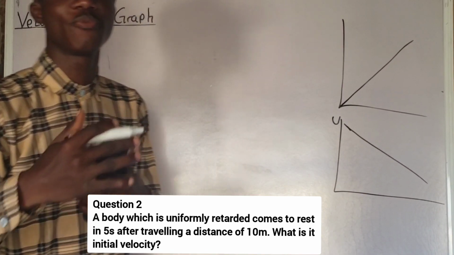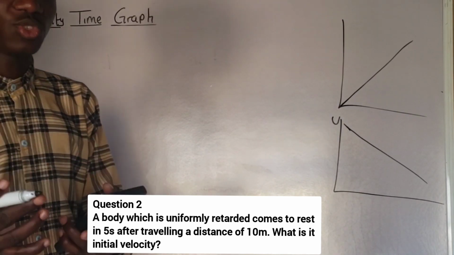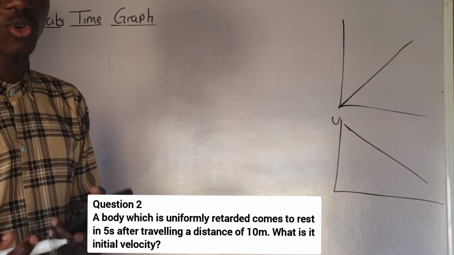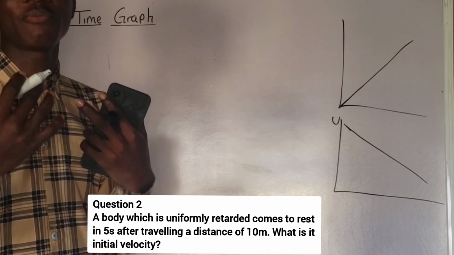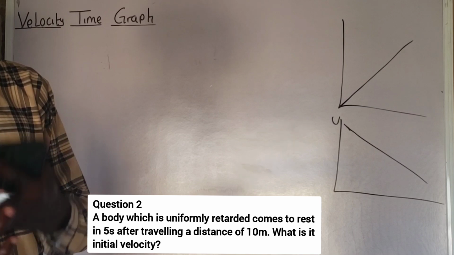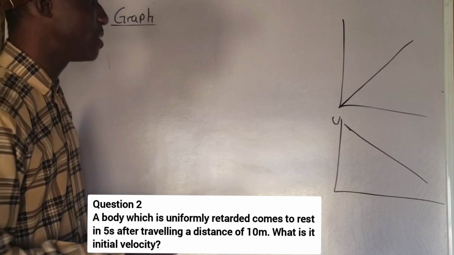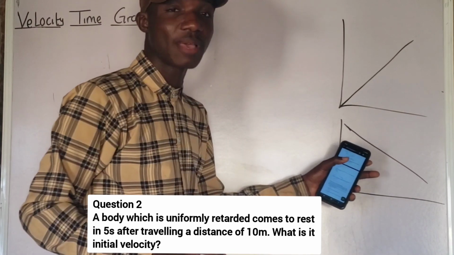Because the body is moving with an initial velocity of 10 meters per second now. I'm just assuming, you understand? So the initial velocity we have is a significant figure, because the body comes to rest, and coming to rest means that it's traveling with a particular velocity before. That velocity is what we call the initial velocity. Do you understand? Okay. So when the body comes to rest, the velocity time graph looks like this.